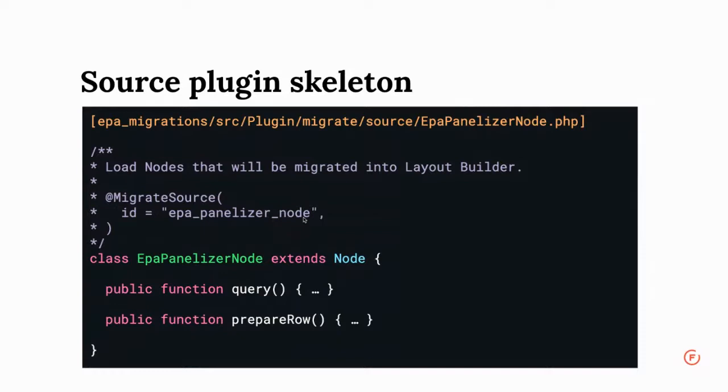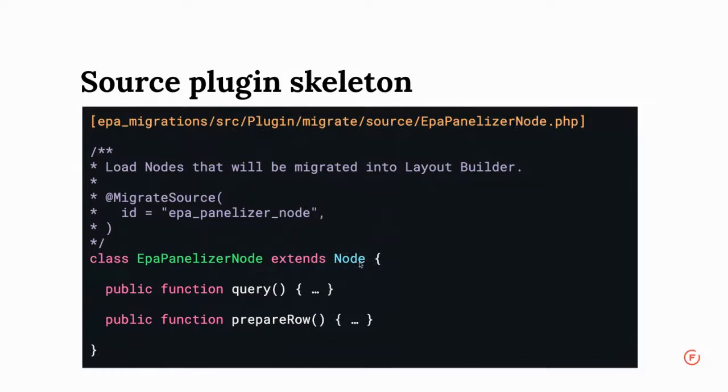This is kind of a skeleton for what a source plugin would look like. I've got the file name up here. This is also important to an annotated plugin, is where it's stored. Because this is in our custom module and it's in source, plugin, migrate, source, the plugins folder basically allows you to have different plugin types. So we're creating a migrate plugin, and this is a source migrate plugin. And then we've given it a custom name, and we're extending the node plugin.